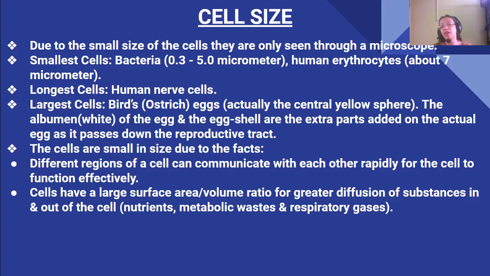Different regions of the cell can communicate with each other rapidly, for the cell to function effectively. As the cell is very small, different regions of the cell can communicate with each other. Like if you stay in a small house, then you can communicate with each and every person verbally by speaking to them. Just a small speak out and you can communicate to them.